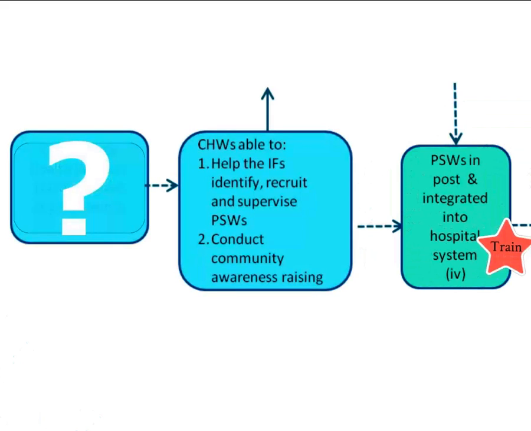So if we carry on filling in this pathway, the community health workers, in order for the peer support workers to be in post, the stage before that is that community health workers have to identify peer support workers, they have to recruit them into the project, and they have to supervise them. And they also need to conduct community awareness raising. So think for a minute what needs to happen in order for the community health workers to do that bit of their job.